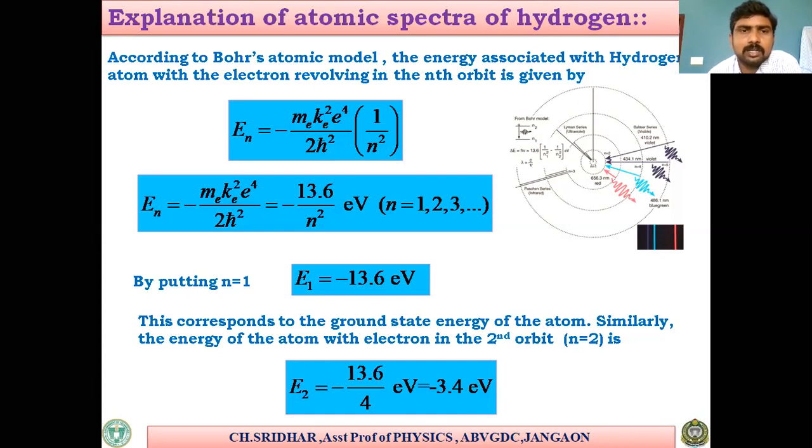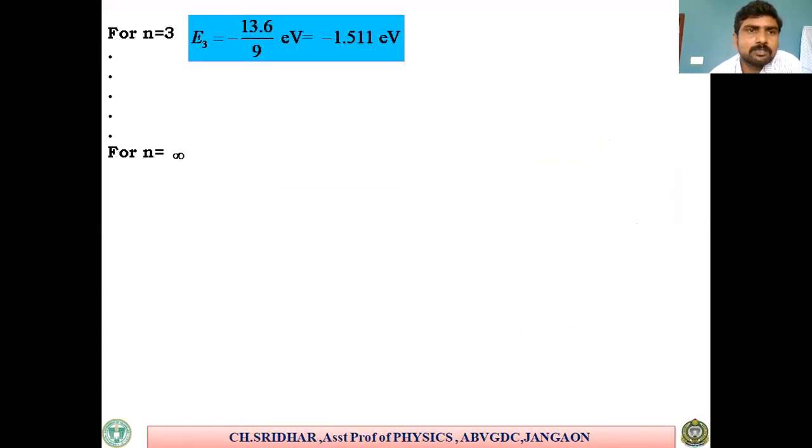When an electron in the outermost orbit jumps to the innermost orbit, we may observe a radiation which is characterized by a frequency, and the energy of that radiation is equal to the difference in the energy states of the orbits. Likewise, we can have the energy expressions for n3 and n4 and so on up to n equals infinity. So E3 equals minus 1.511 electron volts and E infinity equals 0 electron volts.